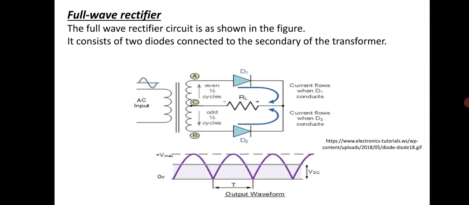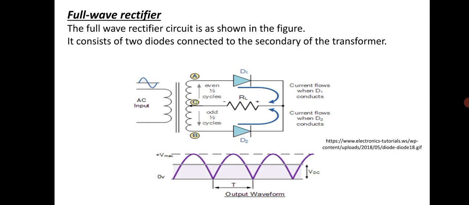So here what happens is, when you apply the input to the primary, the secondary is going to give the step down voltage. Here at the point A, during the positive half cycle, the upper end of the secondary becomes positive and the lower end of the secondary B becomes negative. Upper end A is positive, so that's why diode D1 is forward biased. So diode D1 is going to conduct the current.